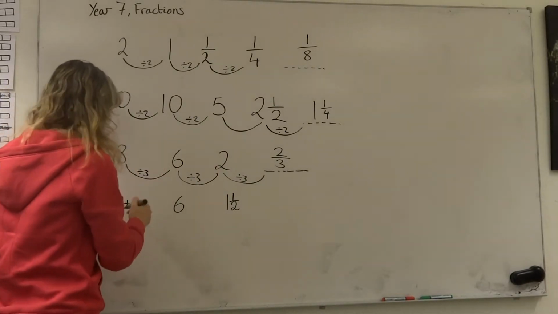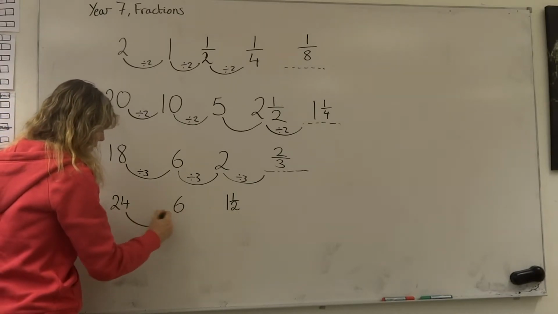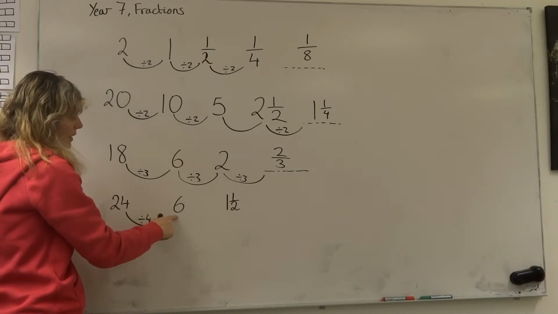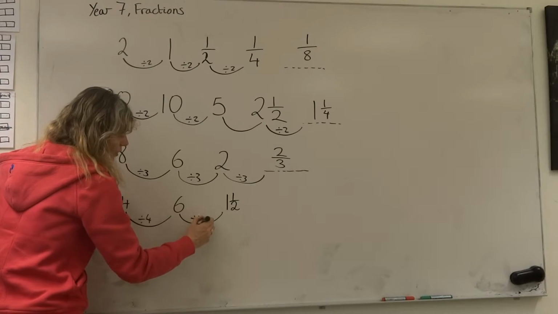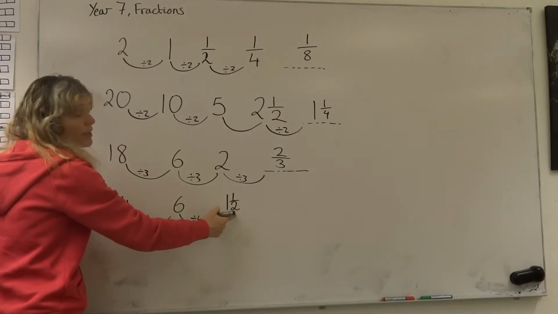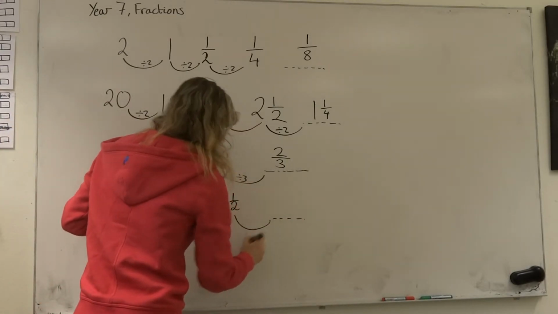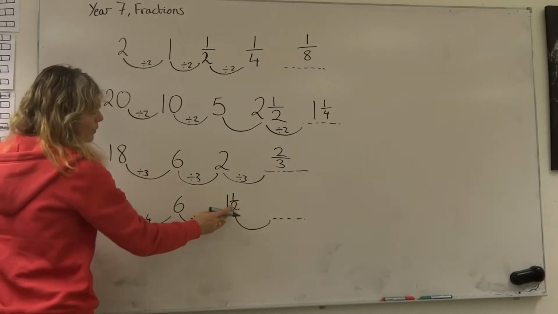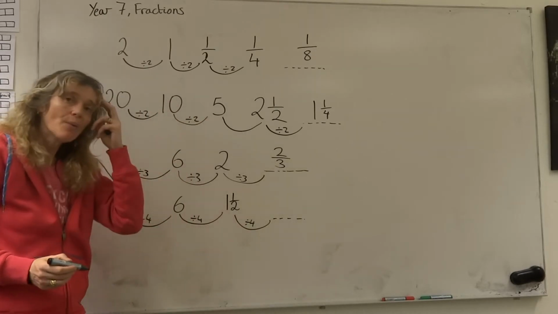In our next sequence, we're starting at 24 and we're going to 6. If we divided 24 by 4, we would get 6. If we divided 6 by 4, if we did half of 6, we'd get 3, and the half again would give us 1.5. So the next number in the sequence would be to take 1.5 and divide it by 4. How would we do that?